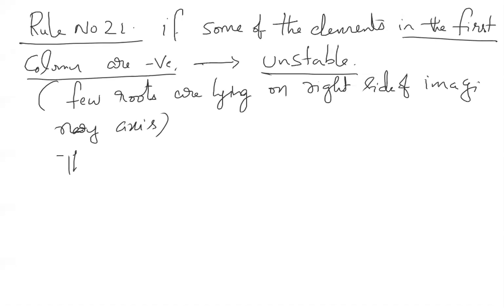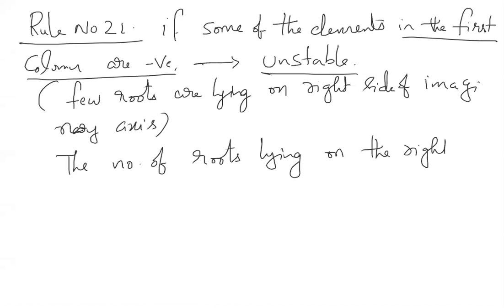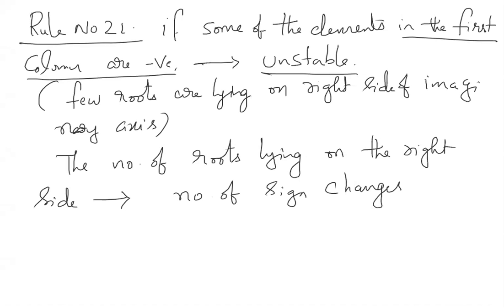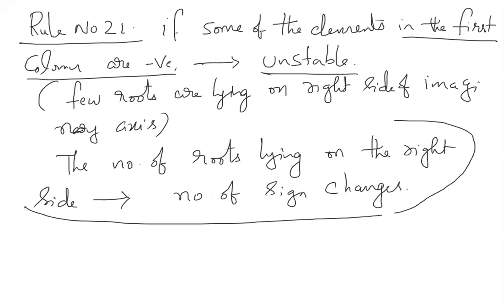Then another rule is, the number of roots lying on the right side is equal to the number of sign changes. Number of sign changes. This is the rule. Now, how do you verify rule number 2? Just read rule number 2. We will see how to verify this rule number 2.